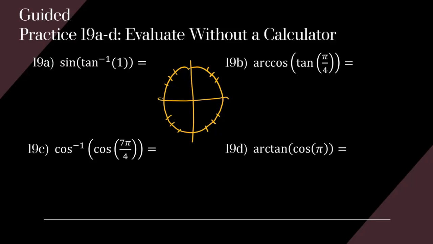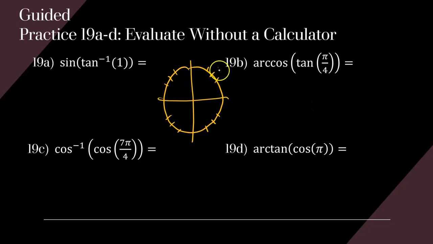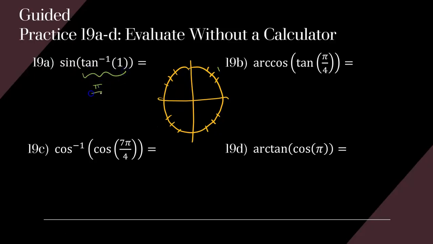So let's look at this first one. The first one is sine of the inverse tangent of 1. Remember, for the inverse tangent, just like inverse sine, we're looking at quadrants 1 and 4. It's 1 here in the middle, and so that's at pi over 4 radians. So now we're going to take the sine of pi over 4 radians. Pi over 4 radians is at the same spot, so the sine value is your vertical distance, which would be square root of 2 over 2.